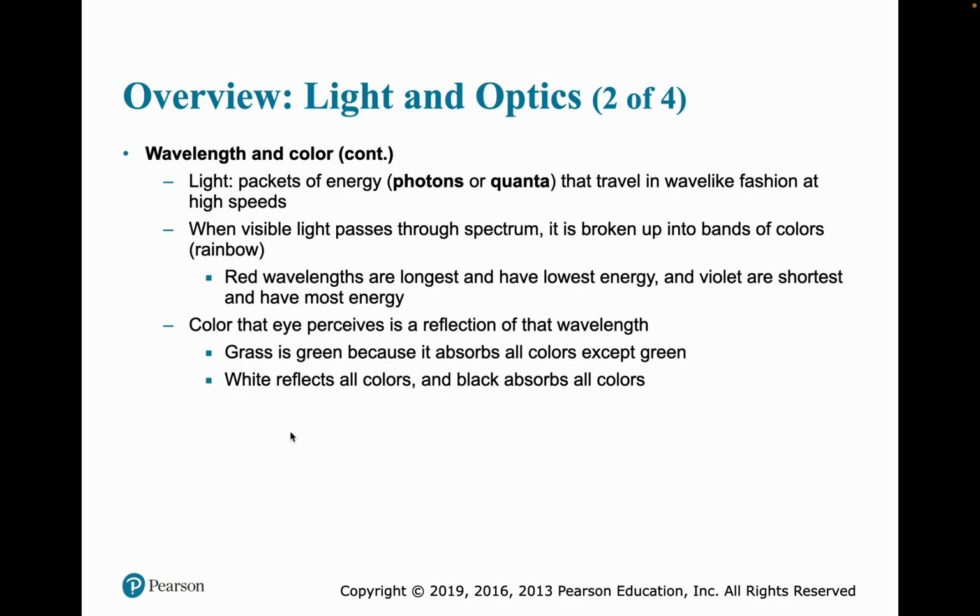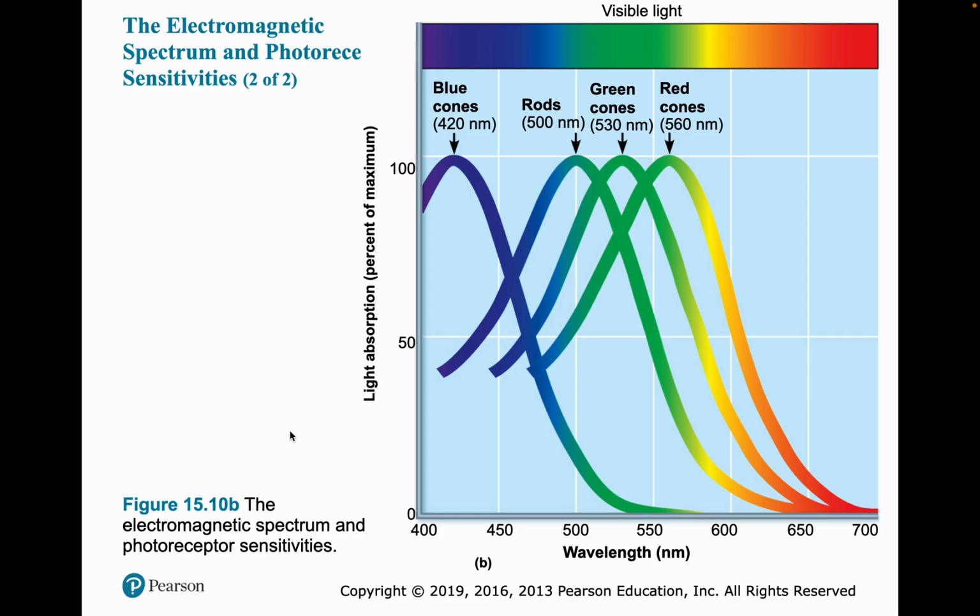Color that the eye perceives is a reflection of that wavelength. So grass is green because it absorbs all colors except green. White reflects all colors, and black absorbs all colors. So here are our photoreceptors. We have blue cones, green cones, red cones, and the rods respond strongest to about 500 nanometers.